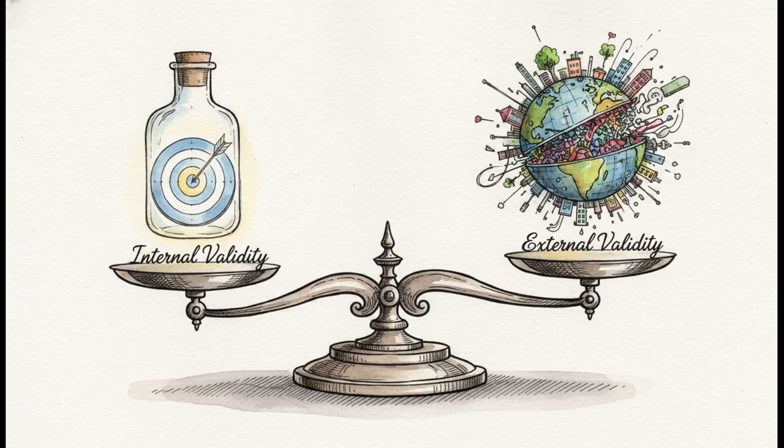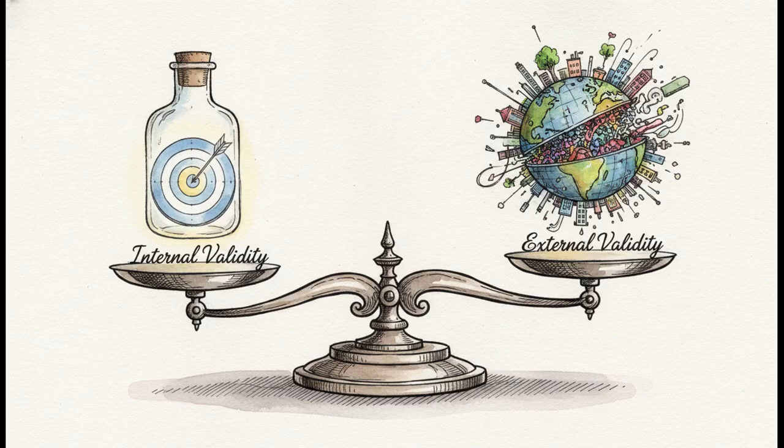So, in research, there is this massive tension between internal and external validity. Internal validity is the RCT's superpower. Because of random assignment, control groups, and strict standardization, an RCT provides incredibly strong internal validity, meaning it accurately proves that the intervention caused the outcome.